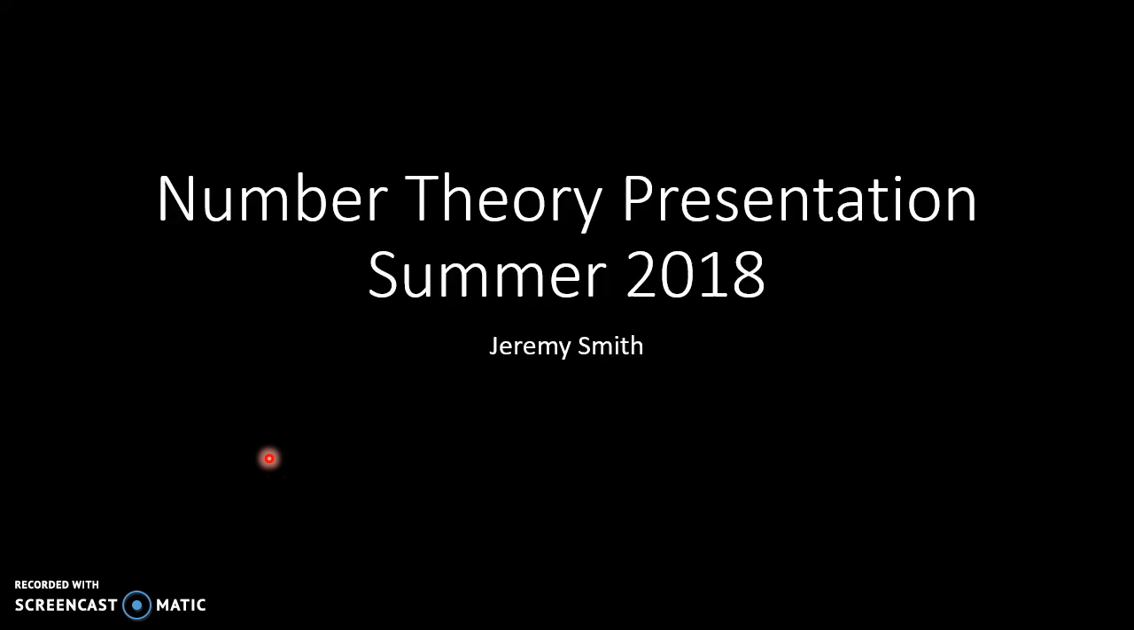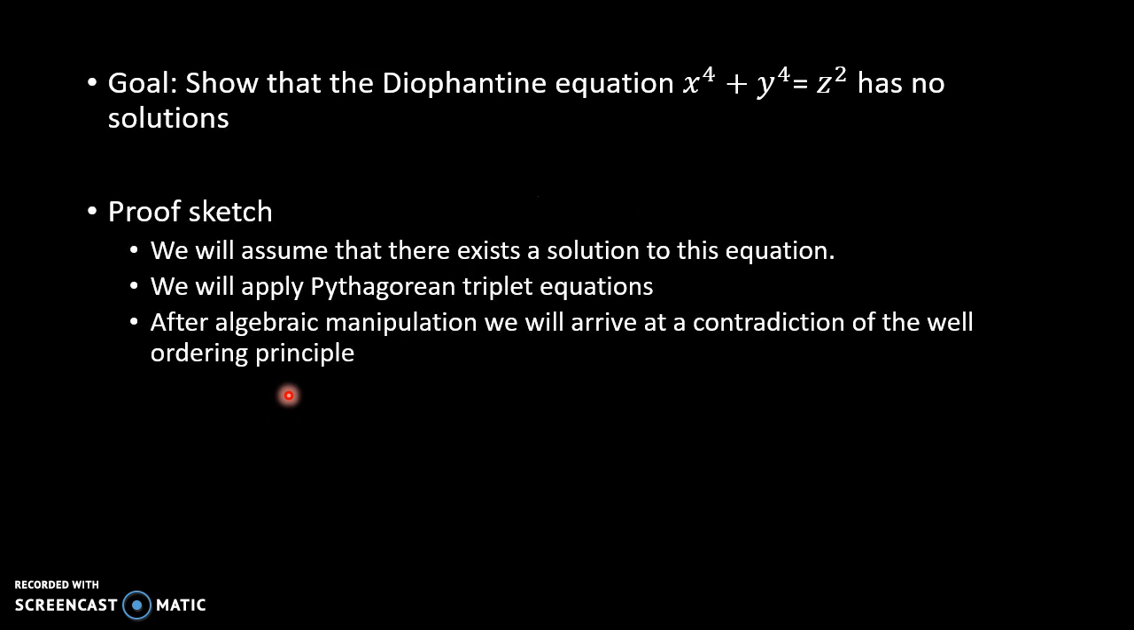Hi, my name is Jeremy Smith, and today I will be providing a proof for my number theory class this semester, summer of 2018. The goal of this proof is to show that the Diophantine equation x to the fourth plus y to the fourth equals z squared has no solutions. We will actually be disregarding the trivial solution where x, y, and z all equal 0 and just be focusing on non-trivial solutions in this case.